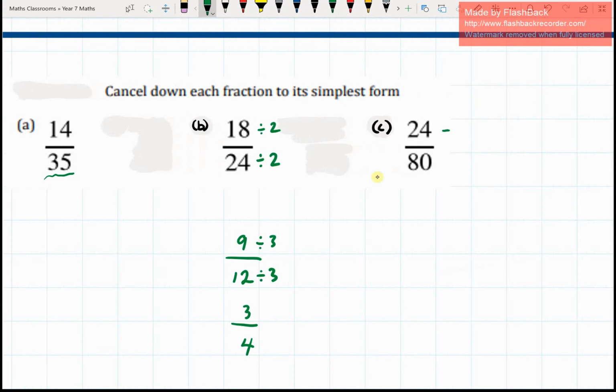On this one, again, I know that they can be divided by 2. So 24 divided by 2 gives me 12. And 80 divided by 2 gives me 40. And I look at that and say, okay, that can definitely be divided by 2 again. So 12 divided by 2 is 6. And 40 divided by 2 is 20.